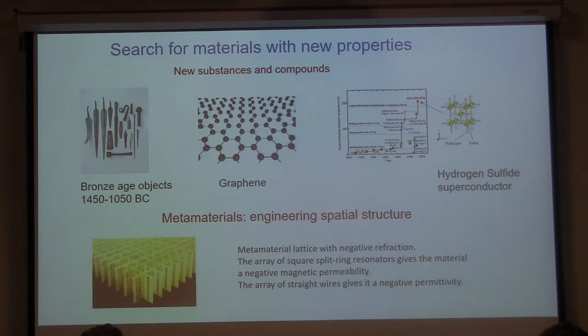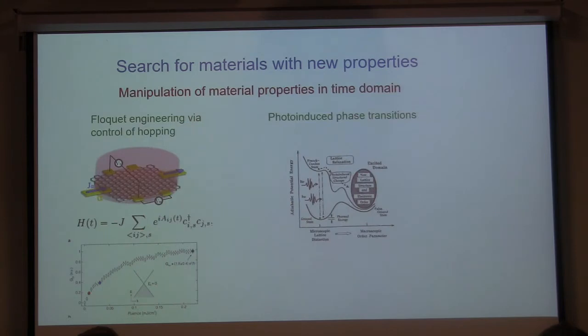But then people realized that it's not enough to just take naturally occurring materials, and the idea of metamaterials came up: that one can modulate properties of matter periodically in space, and therefore reach new types of functionality, such as negative permittivity materials, which connects to all these cloaking applications.